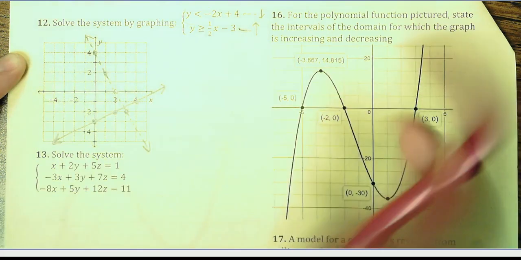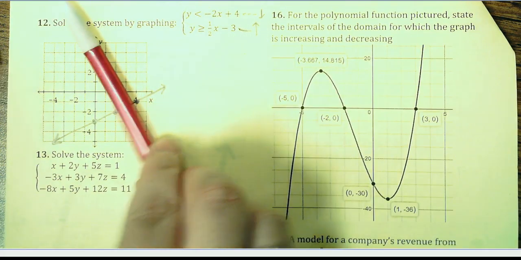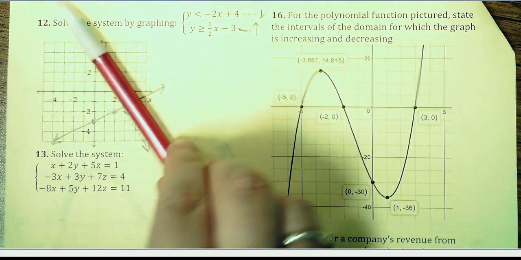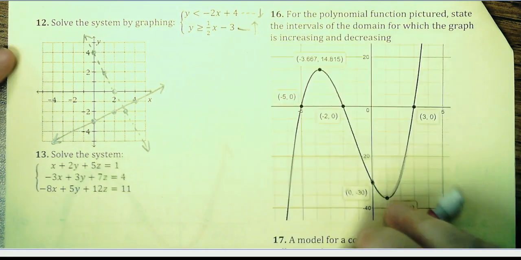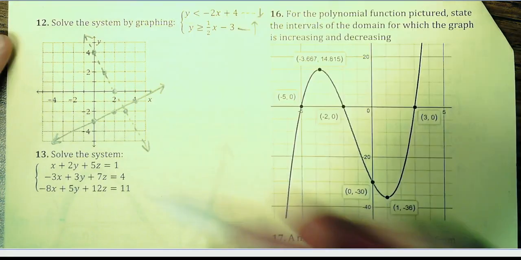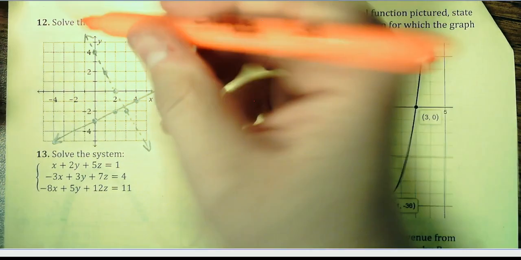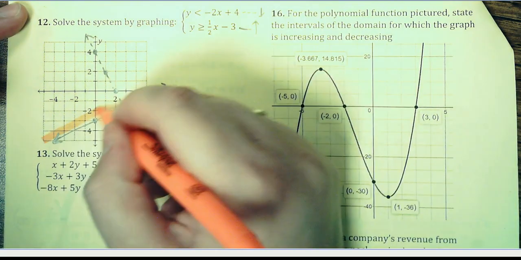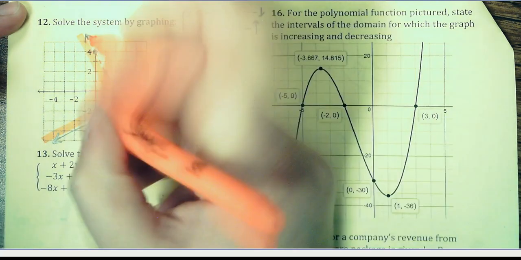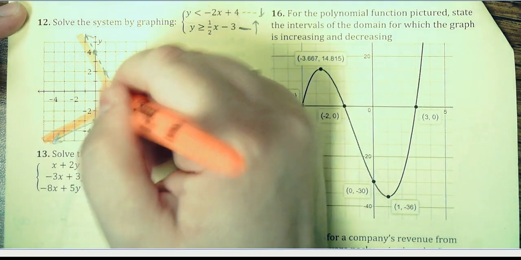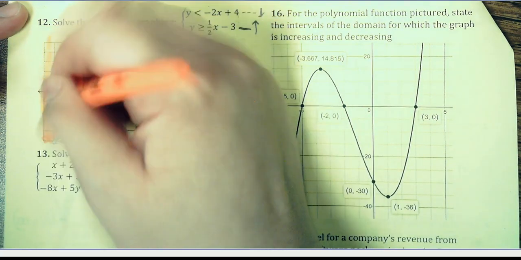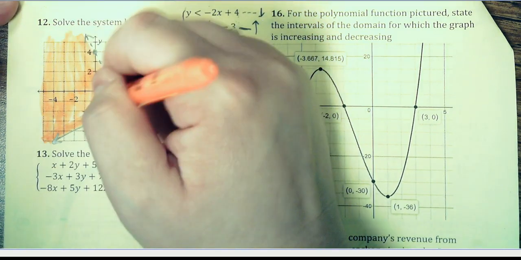Now, I am supposed to be less than the dotted line, that would be underneath there, and greater than the solid line. So to fit both, I'll grab my highlighter here. My overlap in my shaded region, all these points that would fall in here, all these points would be solutions to this system.